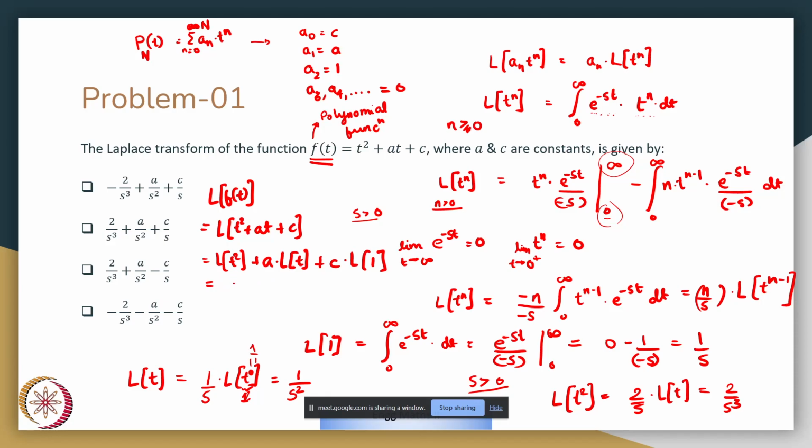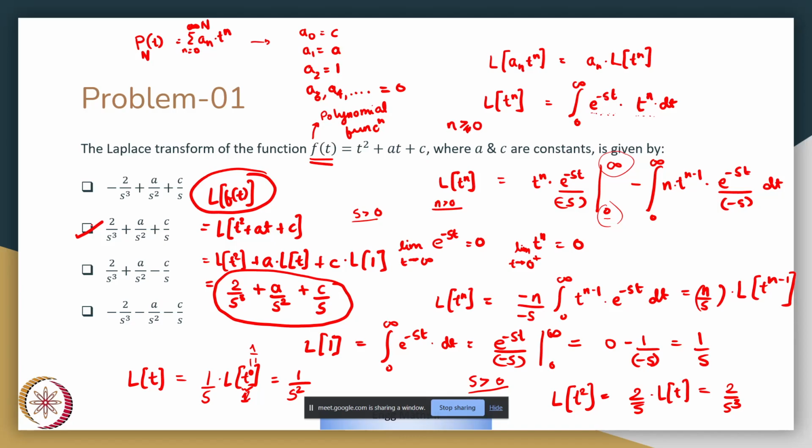Laplace transform of t square is 2 by s cube. Laplace transform of t is 1 by s square, so a by s square. And Laplace transform of c is c times 1 by s, so c by s. So this is the final answer that we are looking for, Laplace transform of f of t, which if you look is nothing but option B.